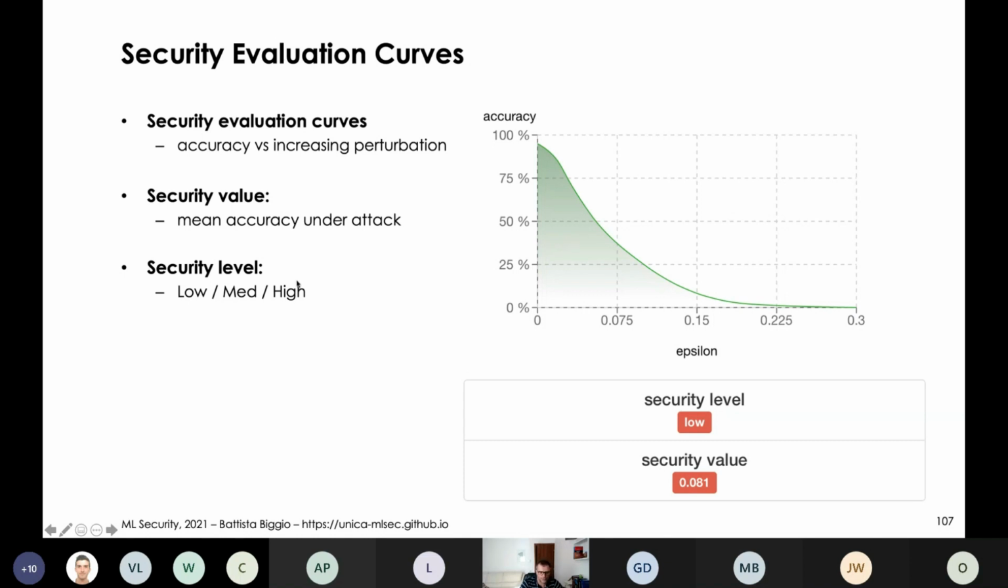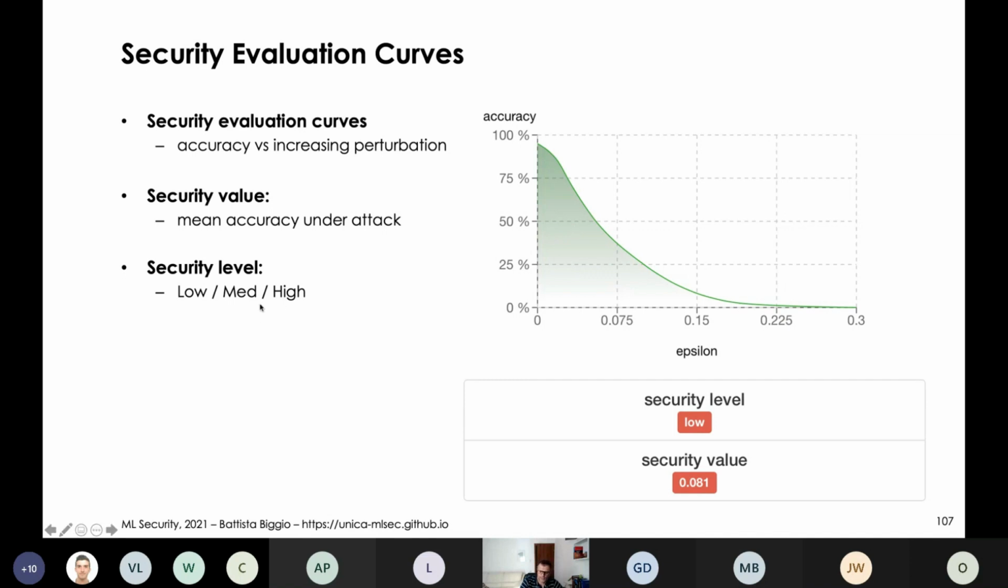And we also give a qualitative description of the security level. We say low, medium, or high, depending on the average value of this curve. If it falls between 0 and 33%, then the security level is low. If it falls between 33 and 66%, it's the medium security level. Or if on average the performance doesn't decrease more than 66%, then you are highly robust. And that's more or less the meaning of this evaluation.